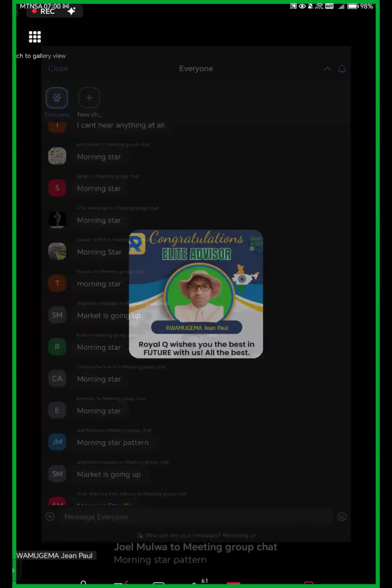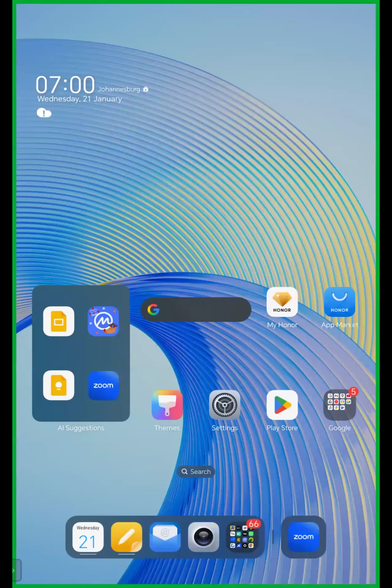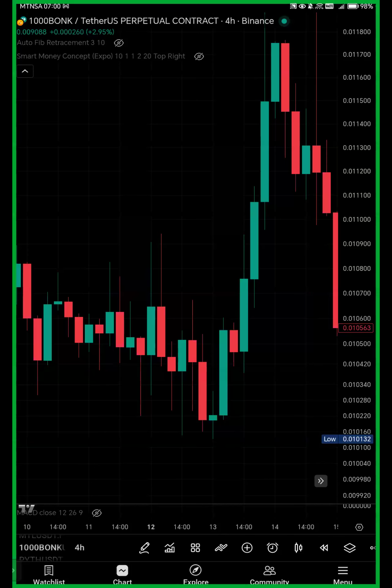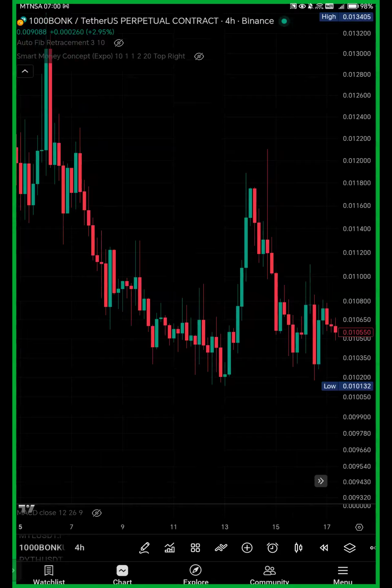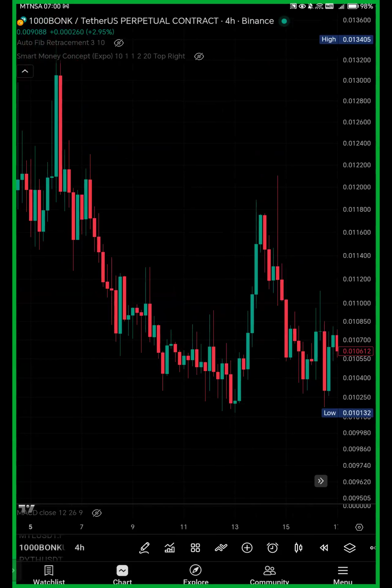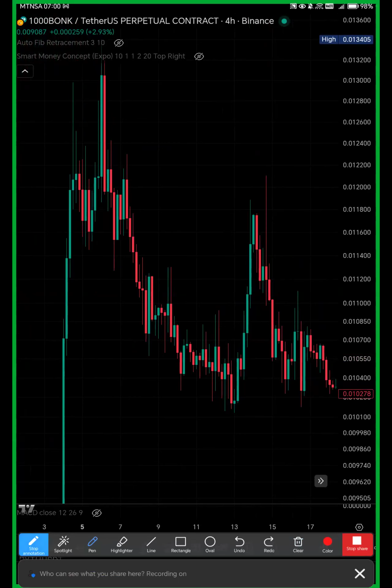So after that morning star pattern happened, you are able to see that the market changed direction. See, it was a downtrend. I always say check what was the previous trend, where is the market coming from. Can you see that one? After the market has trended downward.